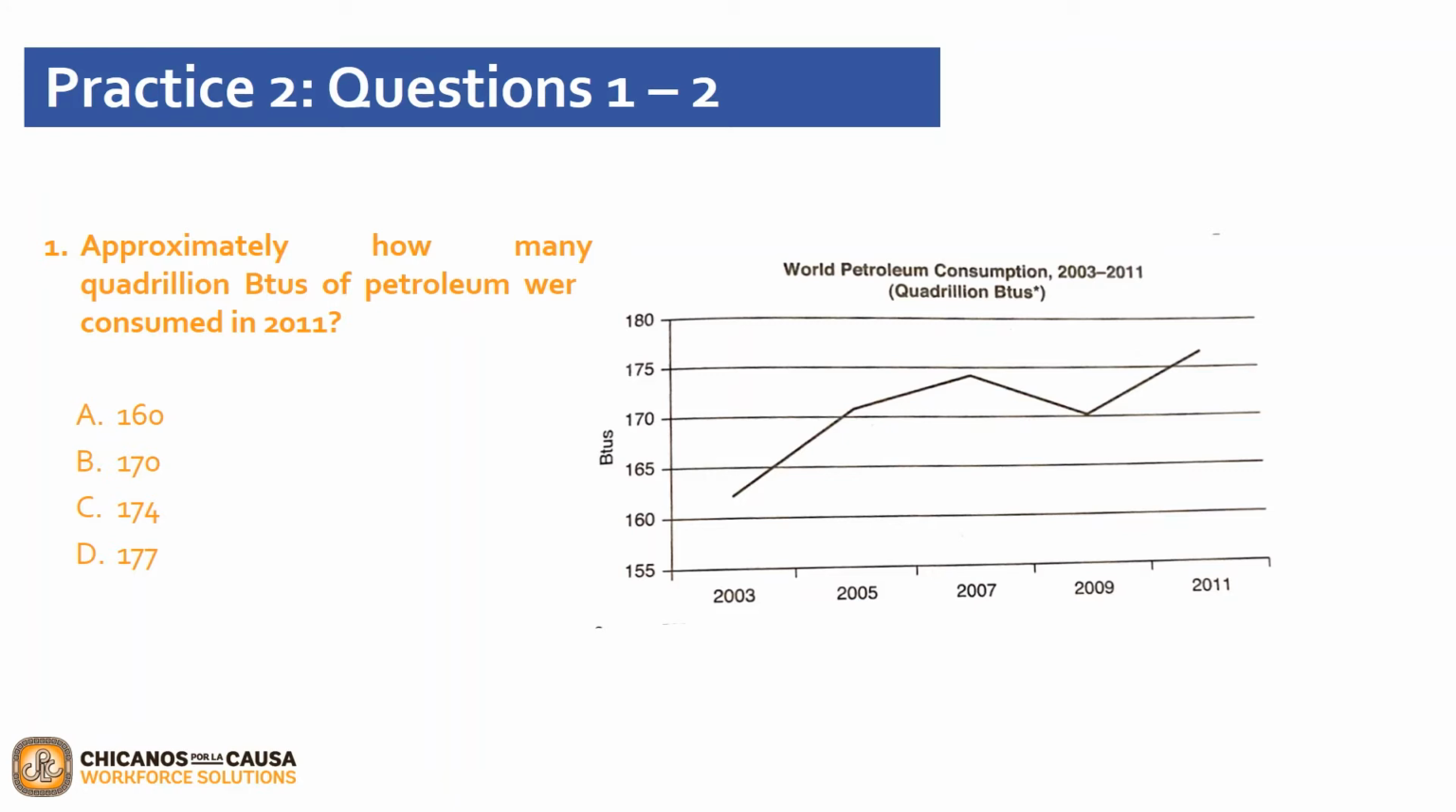So first, let's look for 2011 on the x-axis, which is the year on the far right side. Then we find the line that measures petroleum consumption until we meet with the line graph, which is right there. Once we have located the graph line, we find the corresponding value on the y-axis. In this case, it's the measurement of BTUs. Based on the graph, we can see that in 2011, approximately 177 British thermal units were consumed. Therefore, our answer is D.